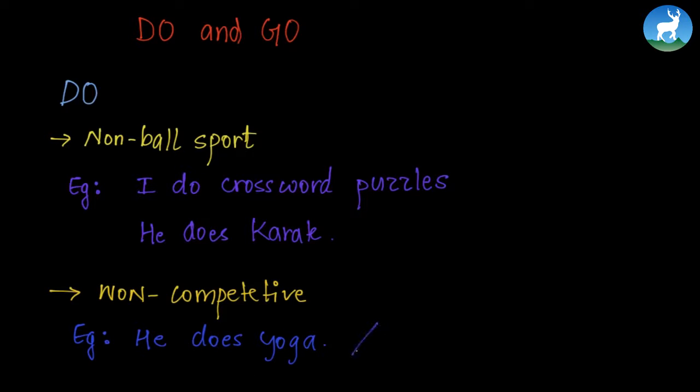Also, we can say art. He does art. So art is a non-competitive sport too. We can also say he does martial arts. Now, martial arts here means that he is not doing anything by passing something or using a ball, and it's not competitive as well. So martial art is do. He does martial art. I do martial arts.